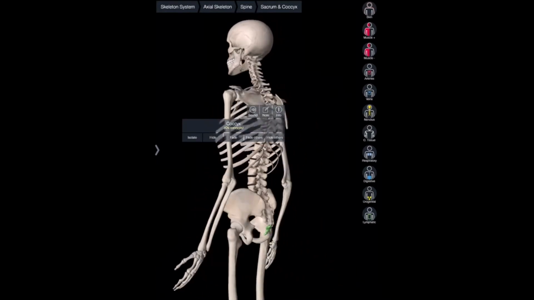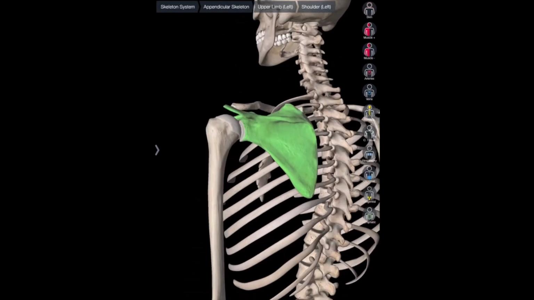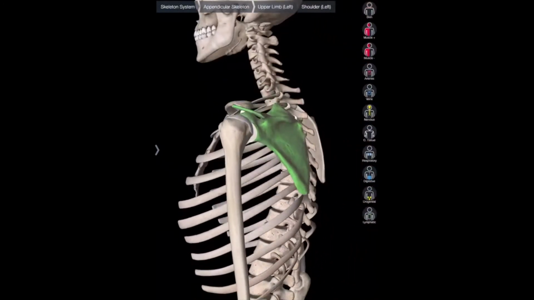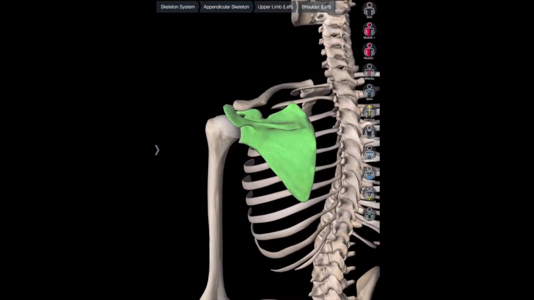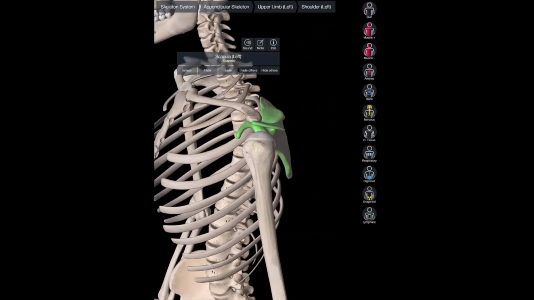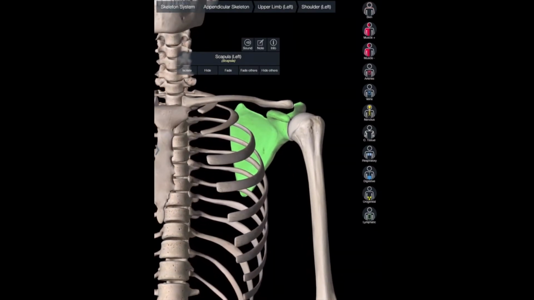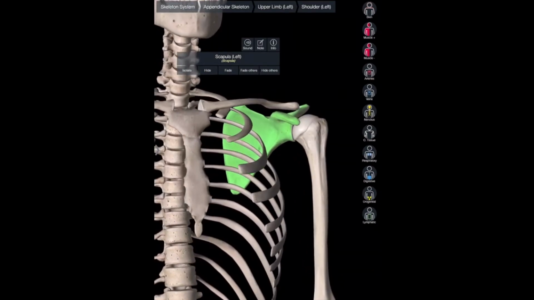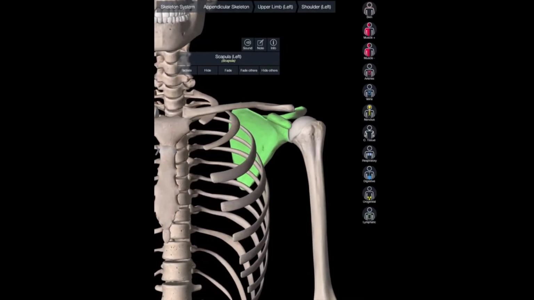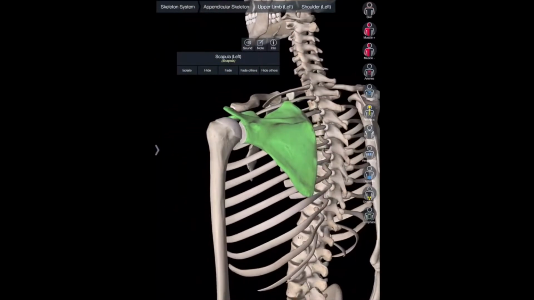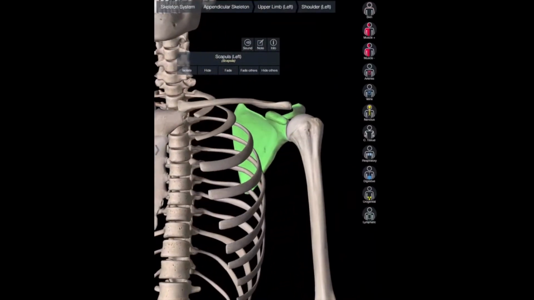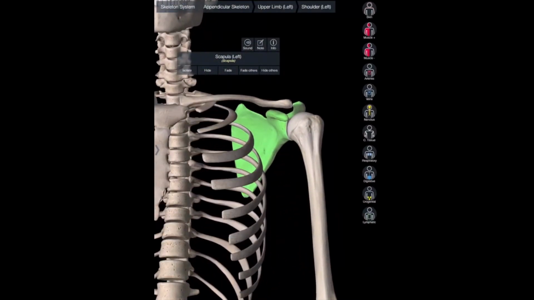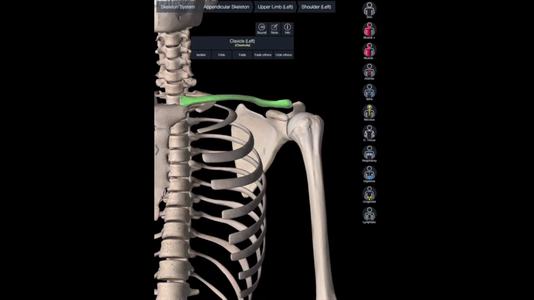Appendicular skeleton. The shoulder girdle is the scapula, and to review all of those landmarks, like the medial border, the lateral border, the superior angle, the inferior angle, the spine, the superior border too, the acromion process, the coracoid process, the glenoid fossa, the subscapular fossa, the supraspinous fossa, infraspinous fossa, all of those guys. So the scapula along with the clavicle make up the shoulder girdle.